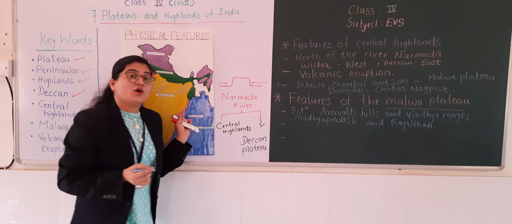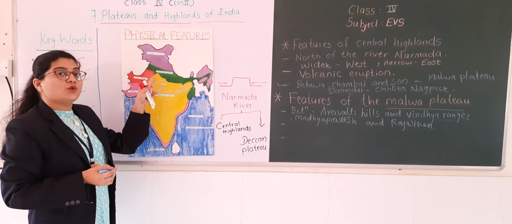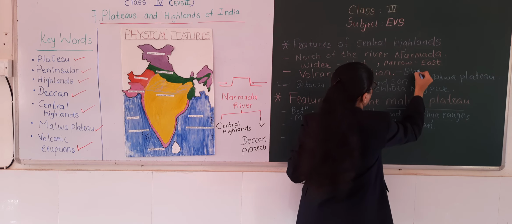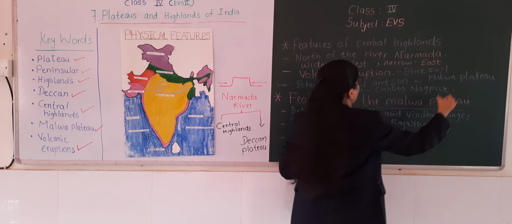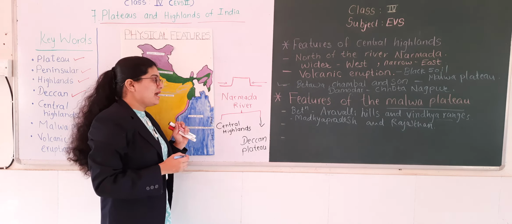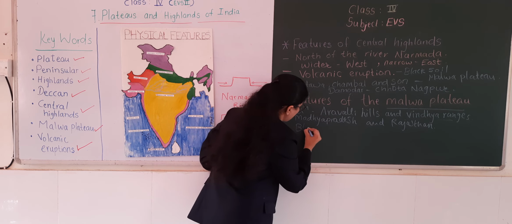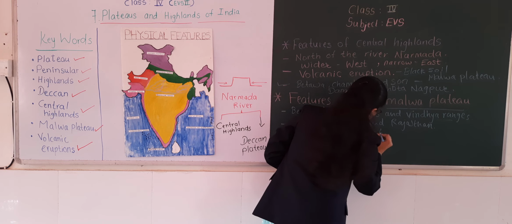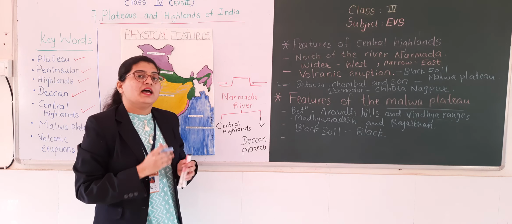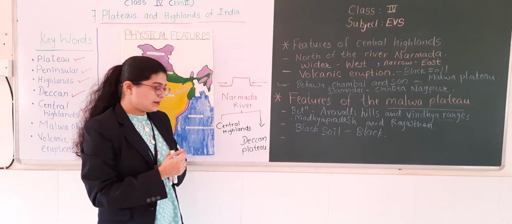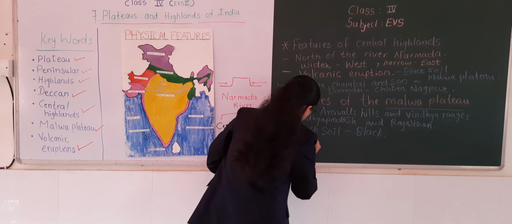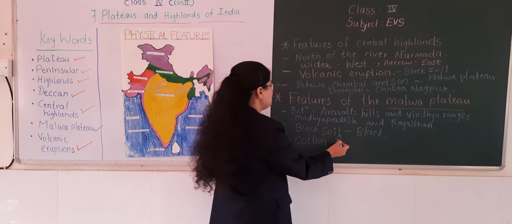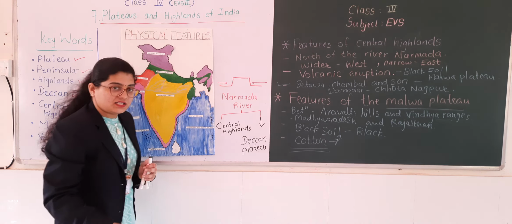Alright, as we all know, these highlands form due to the volcanic eruption. So here we have black soil. Which type of soil do we have? Black soil. Due to the volcanic activities, we have black soil. And this black soil is helpful for growing different crops, with hot rain. Due to this, the farmers grow cotton in a large amount.